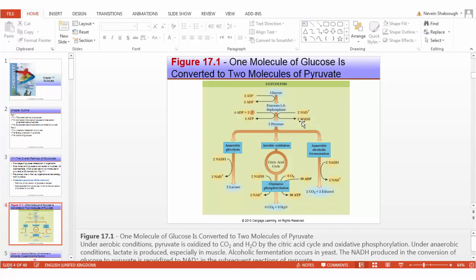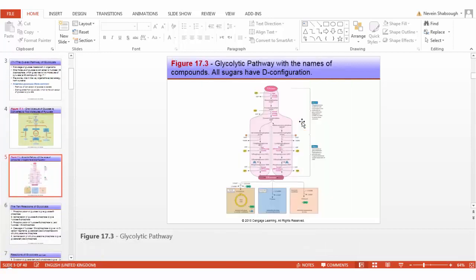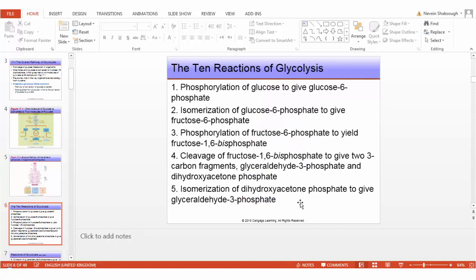So figure 17.3 shows the reaction sequence with the names of the compounds. And note that all sugars in this pathway have the D configuration. Here you can see the anaerobic fates of pyruvate plus the aerobic fate of pyruvate. Here we have the aerobic, and these two, one in muscle and one in yeast. Now, glycolysis consists of 10 reactions.